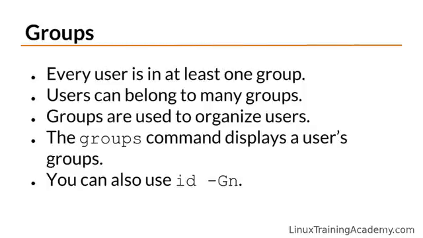Every user on a Linux system belongs to at least one group, called their primary group. However, users can belong to many groups. For example, if members of the sales team need access to some of the same files and directories, they can be placed into the sales group. Run the groups command to see what groups you are a member of. If you supply another user's ID as an argument to the groups command, you'll see a list of groups to which that user belongs. You can also use id -Gn as a synonym for groups. It will give you the same output.